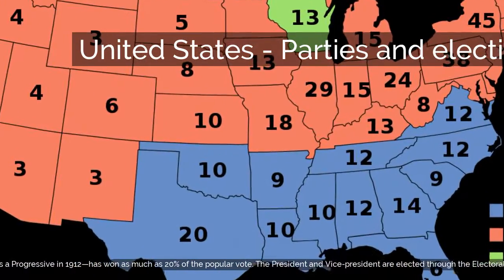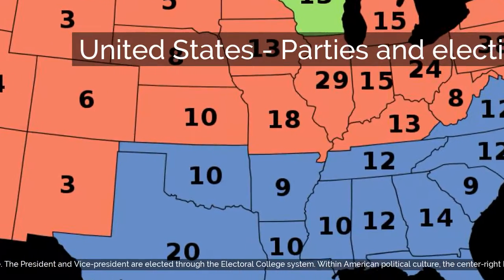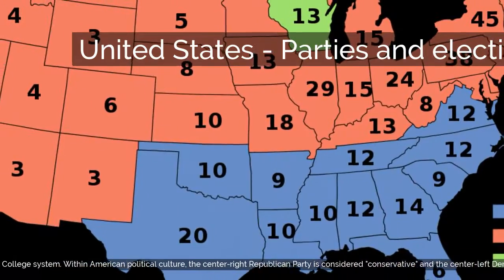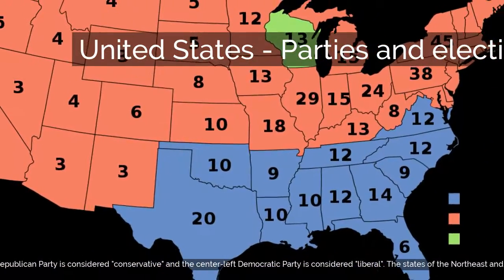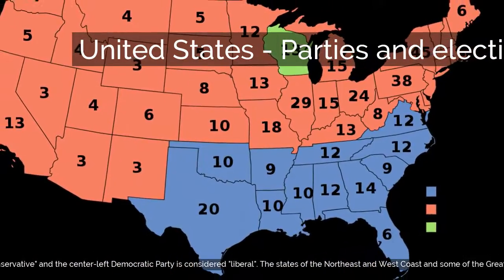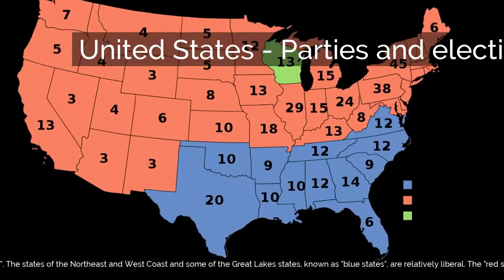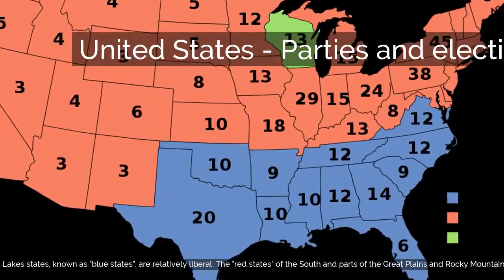The president and vice president are elected through the Electoral College system. Within American political culture, the center-right Republican Party is considered conservative and the center-left Democratic Party is considered liberal. The states of the Northeast and West Coast and some of the Great Lakes states, known as blue states, are relatively liberal. The red states of the South and parts of the Great Plains and Rocky Mountains are relatively conservative.